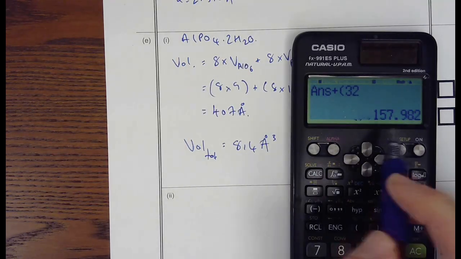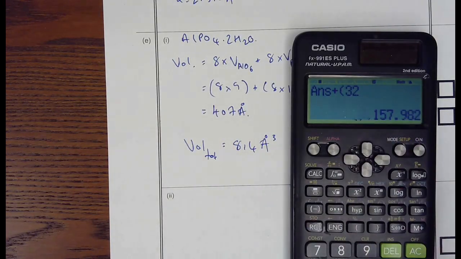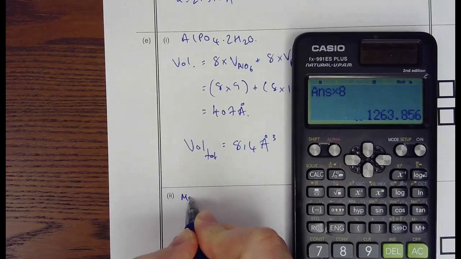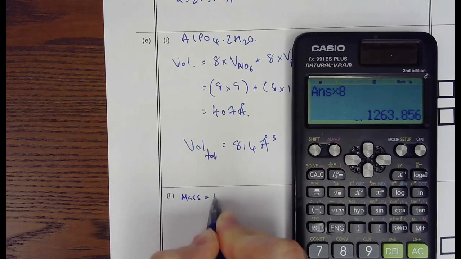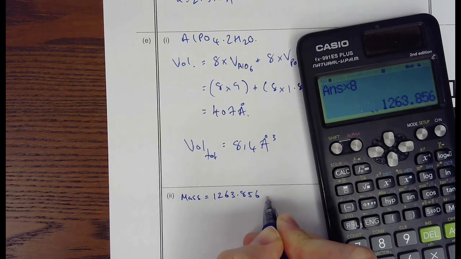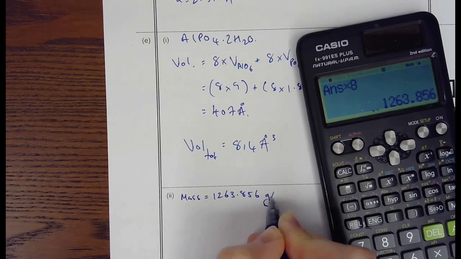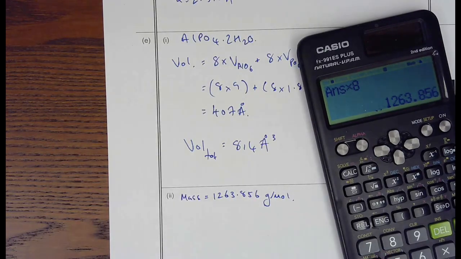So that is the mass of that, but in the unit cell, this volume, I've got 8 of those, so I'm going to times that by 8. So my mass is 1263.856 grams per mole.